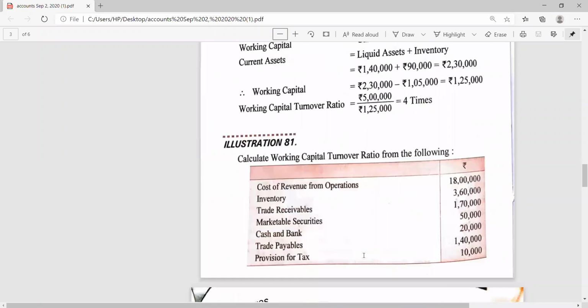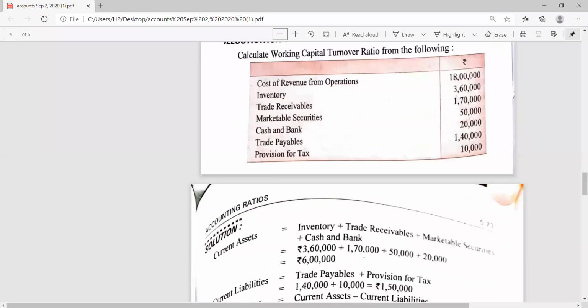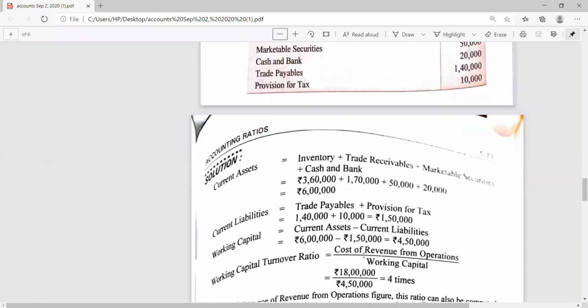In the next question also, the working capital turnover ratio is to be calculated and it is very easy. In this case also you have to calculate current assets first and current liability. Cost of revenue from operation is given to us. Inventory, trade receivable, marketable securities, cash and bank, trade payable, provision for tax. With the help of provision for tax and trade payable, we can calculate the current liabilities. With the help of inventory, trade receivable, marketable securities, and cash and bank, we can calculate the current assets.